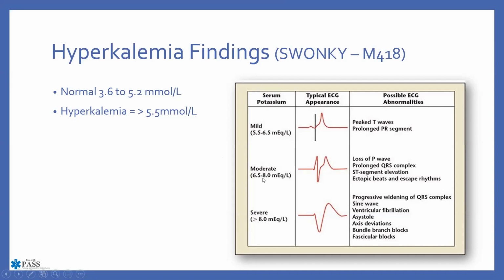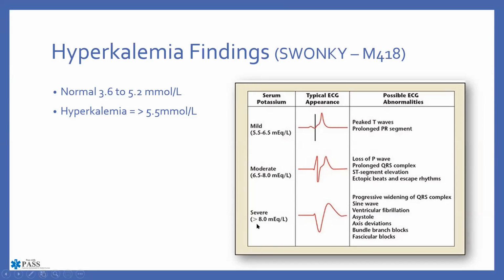Once that potassium gets a little bit higher and it's over 6.5 up to about 8, now you're going to end up losing the P wave. They're getting ready to go into a more ventricular rhythm, i.e. ventricular tachycardia pulseless or ventricular fibrillation. So they have lost their P wave. That QRS starts to actually prolong or elongate. And now you may actually start to see some ST segment elevation.